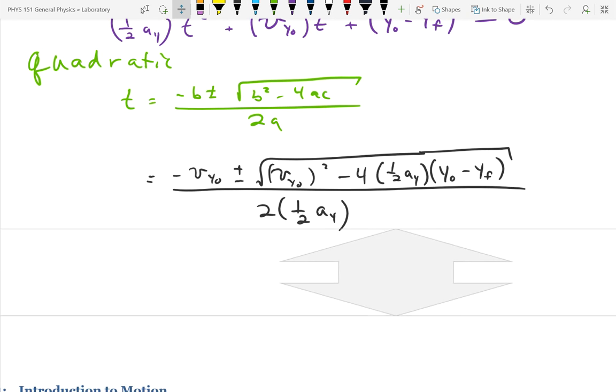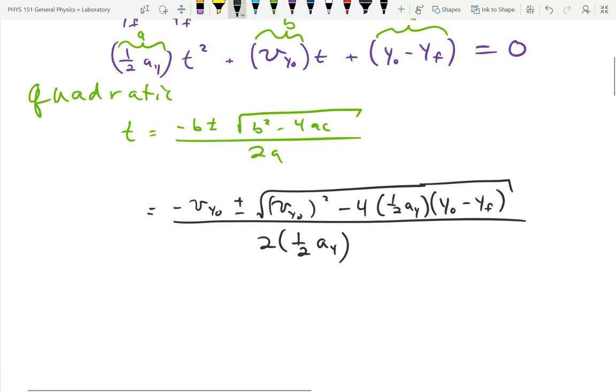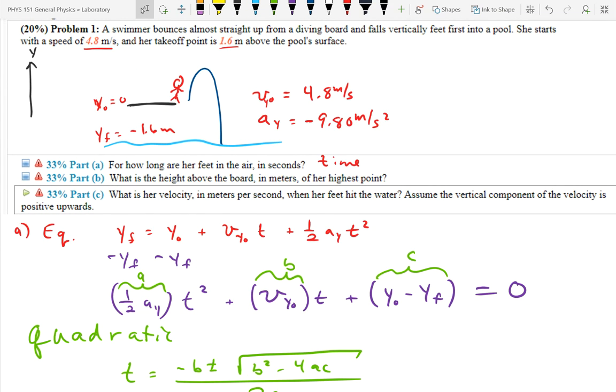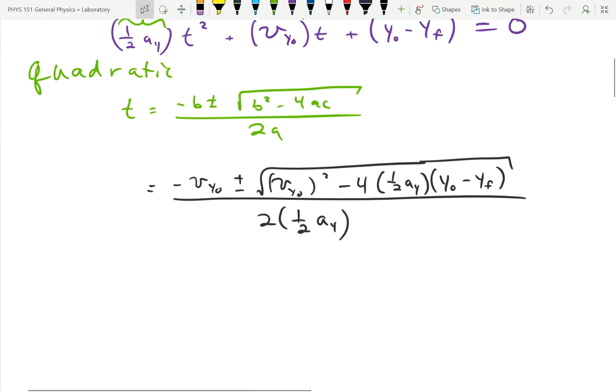Now, part B, what is the height above the board?